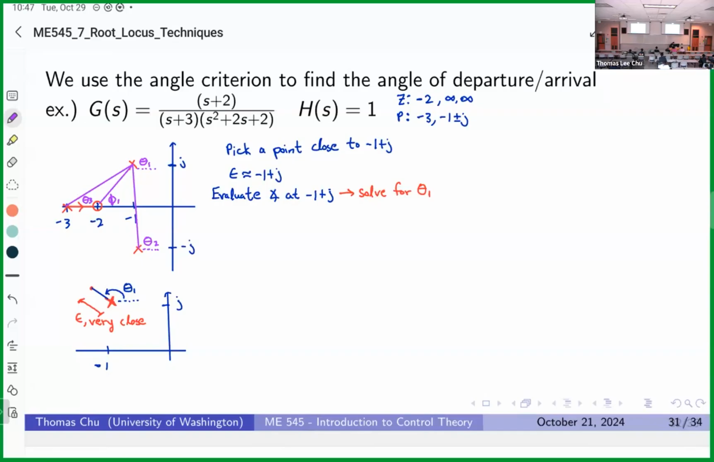So then let's apply the angle criterion. And we get (2i plus 1) multiplied by 180 degrees is equal to the sum of the angles of the zeros minus the sum of the angles of the poles, which is equal to phi 1 minus (theta 1 plus theta 2 plus theta 3). Any questions so far?